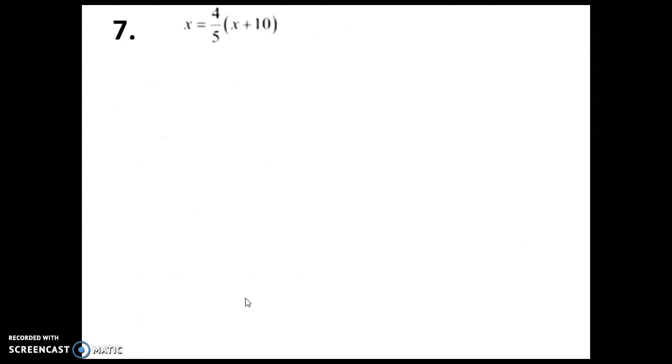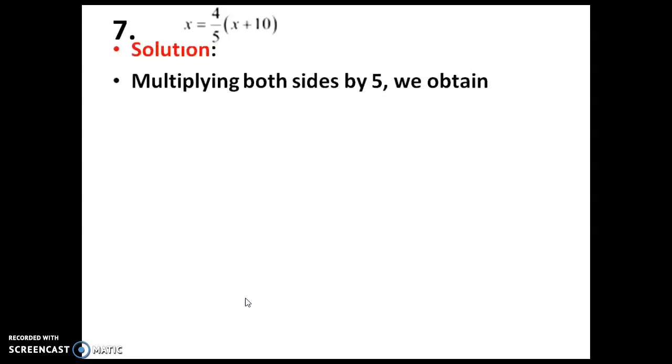Understood? Next problem. x is equal to 4 by 5 into (x plus 10). Okay, so here also first we have to remove the brackets and these denominators. In the form of fraction it is there, no? So that we have to remove. So multiplying both sides by 5. So in order to remove this 5, we are multiplying by 5 on both sides of the equal to. Okay, so that's why we are getting 5x equal to 4 into (x plus 10).